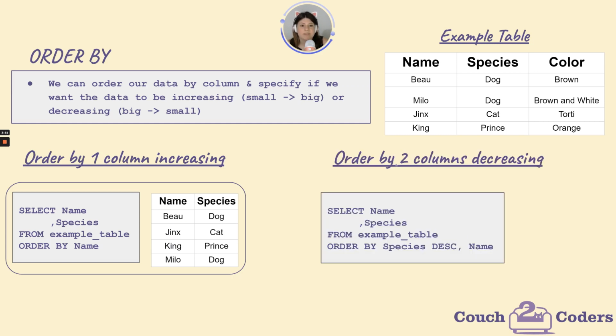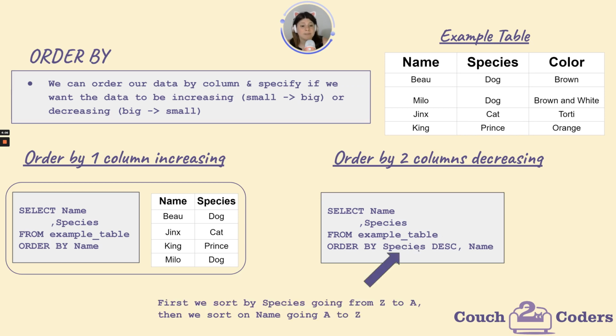Our second example is to order by 2 columns in decreasing sequence. So we're going to use the same select statement. We're going to take name, species from our example table, and then first we're going to order by species, descending, which is Z to A, and then it'll order by name, from A to Z. So if you have multiple species, first that'll get sorted, then it'll look at name. Okay, first species is lined up, now I look at my name and I line that up.